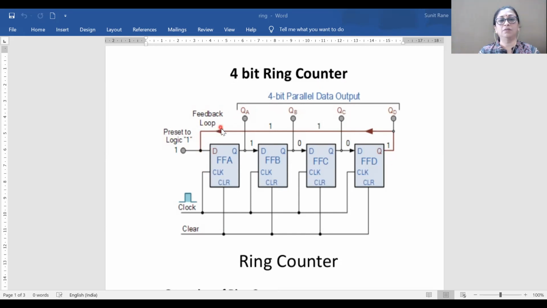So what is the speciality of this ring counter? It is just like a serial in, serial out type of shift register, but here the feedback loop is provided. This is the additional thing that is present. So if you add this feedback to a serial in, serial out shift register, then that shift register is converted into a ring counter. Okay, now let us see how this ring counter works. So let us see the working of this type of ring counter.